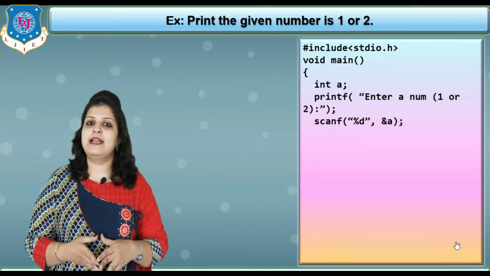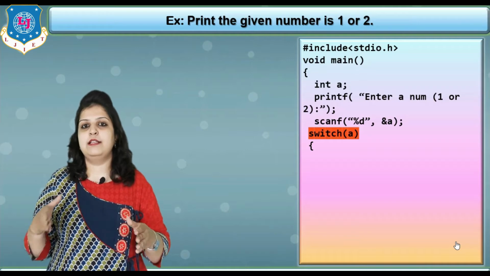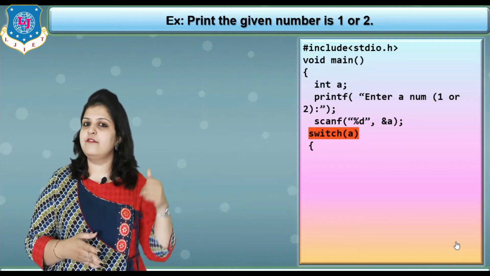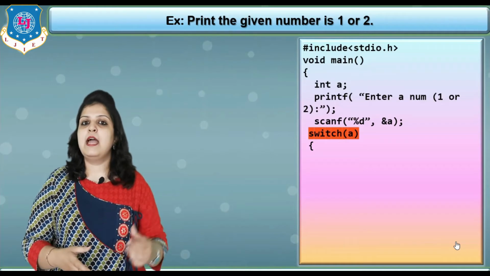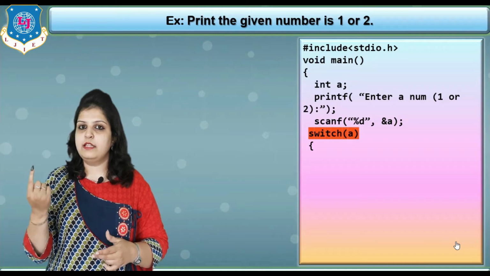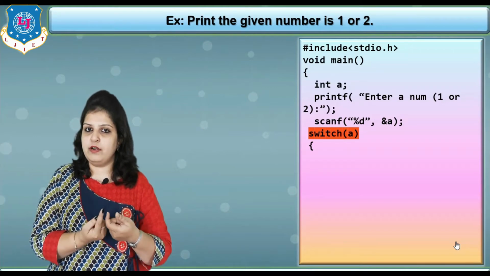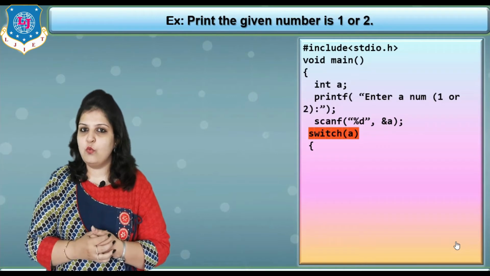Then we have to write switch, and in the brackets, the syntax is a variable or an expression we can write here. So here our variable is a, so in the brackets we have to write a. At that time when scanf executes and you enter 1, then in switch it will take 1 because the value of variable a is 1. In this way it will work.